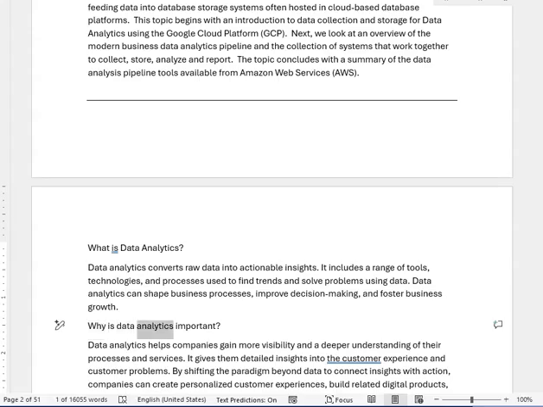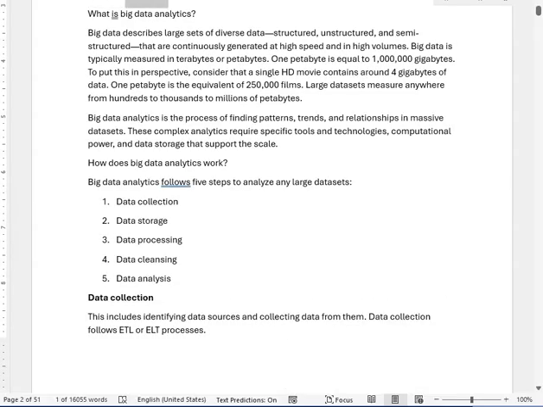Why is data analytics important? Data analytics helps companies gain more visibility and a deeper understanding of their processes and services. It gives them detailed insights into the customer experience and customer problems. By shifting the paradigm beyond data to connect insights with action, companies can create personalized customer experiences, build related digital products, optimize operations, and increase employee productivity.